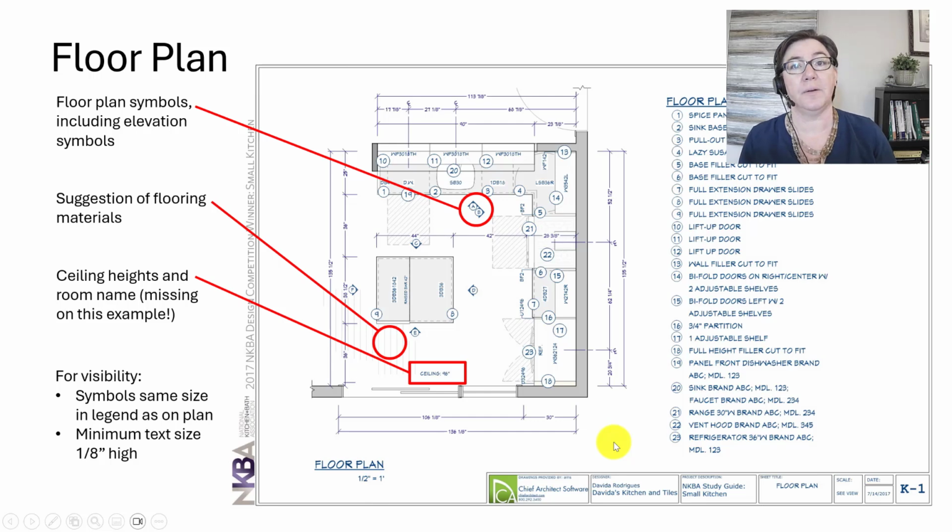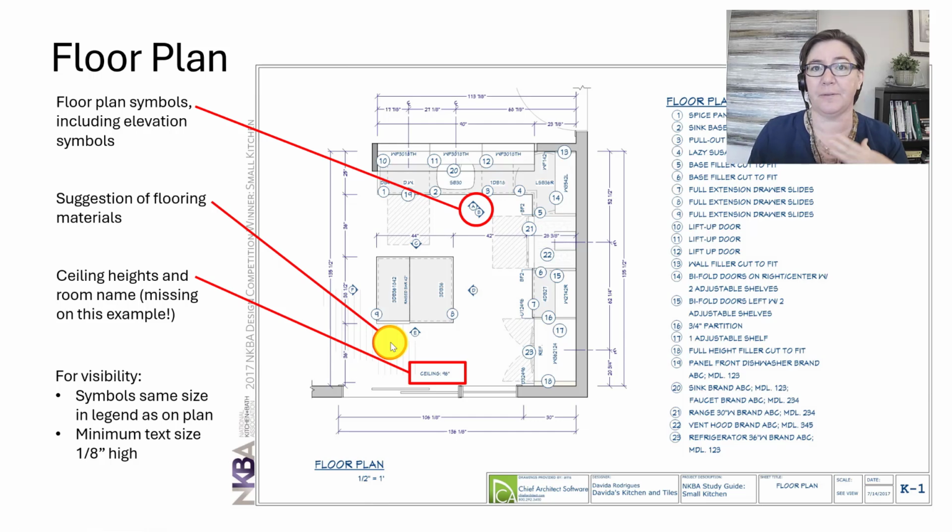What else is included on the NKBA style floor plan? We're going to see symbols, and here is an example right here. We have some elevation symbols that tell us to go look for elevation A for that interior elevation. We have a suggestion of flooring materials. Now, this one's a little odd for those of you coming from the AIA drafting standards.